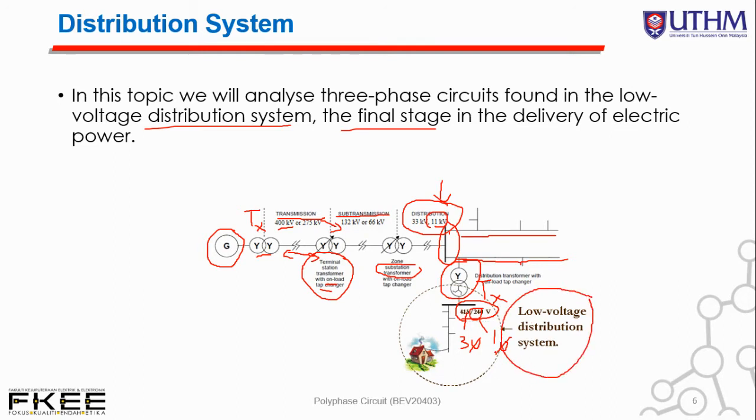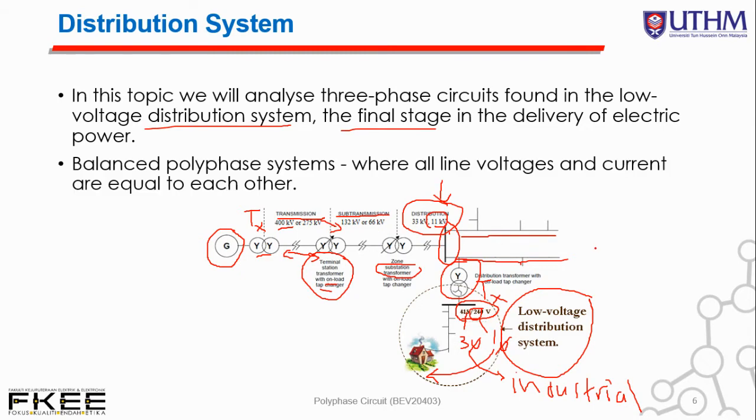One single phase may go to your house, the residential area. Three phase may go to an industrial zone, for example a factory. It may go to a big building, a hospital, etc.